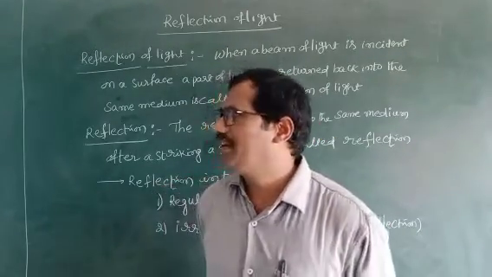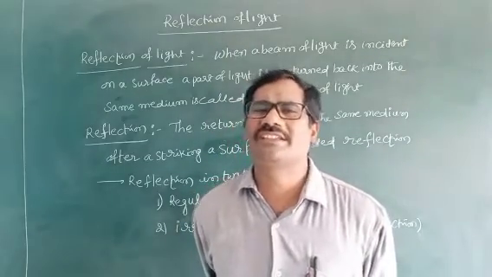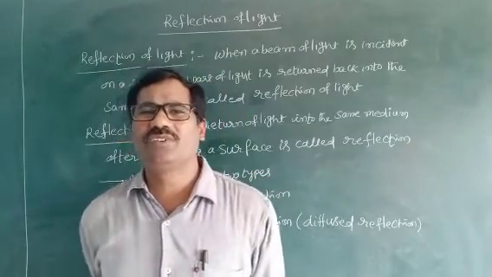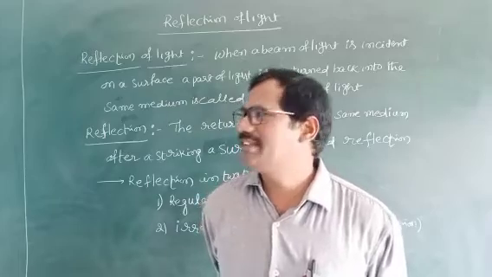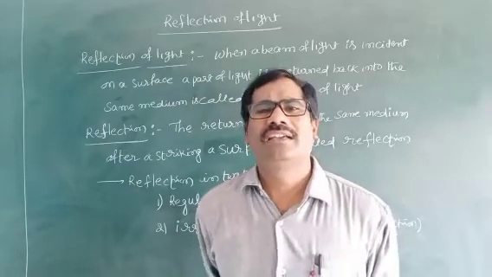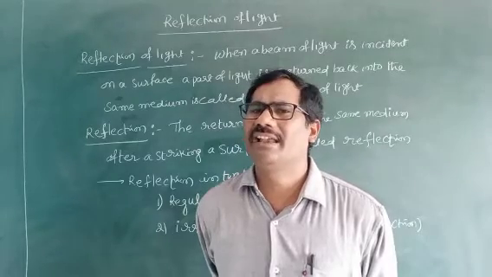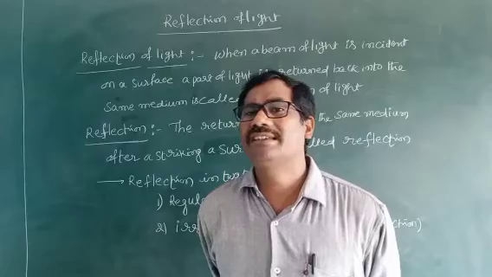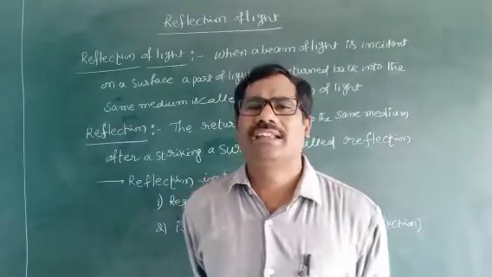This is called irregular reflection or diffused reflection. Example, rough surfaces, that means wood, a wall, paper or a book. When light falls on such a material, the surface is irregular, so the light reflects back into the same medium and travels in different directions. That is irregular reflection.